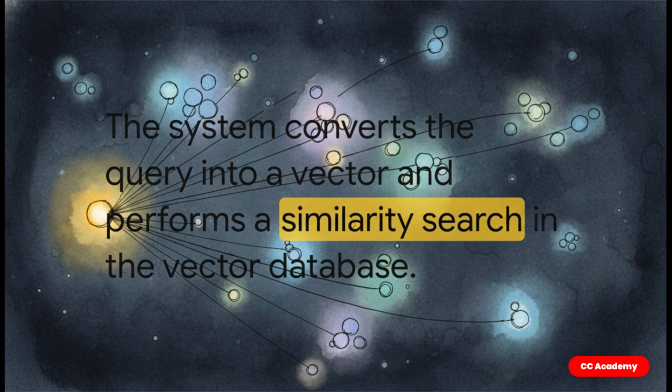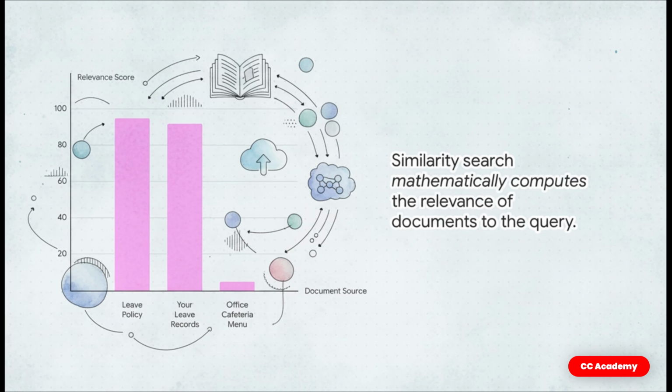And here's the key. It's not looking for keywords. It's looking for meaning. And here's what that search looks like. The system can see mathematically that the concepts in the leave policy and your leave records are super similar to your question. At the same time, it sees that the office cafeteria menu is conceptually on another planet. It's correctly identified as totally irrelevant, so it just gets ignored.